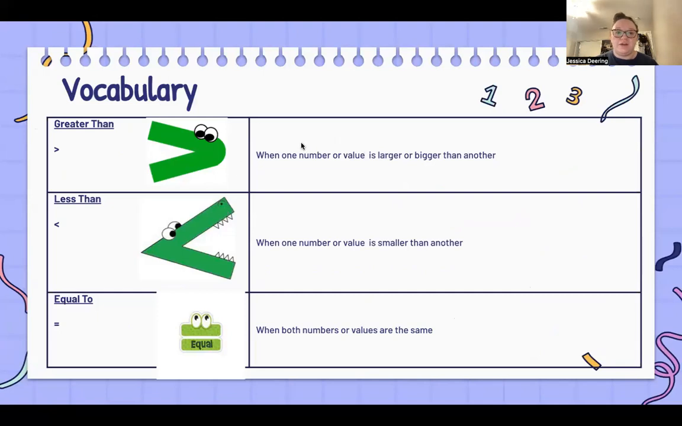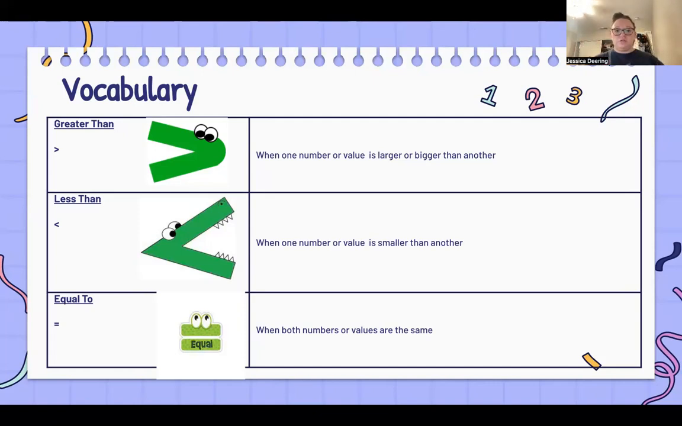Here we have our alligators, and our alligators are going to tell us which set is bigger. This is our alligator. Can we see some alligators that are going this way? Yep, that is our greater than sign. So if we see an alligator or a little symbol going this way, that means the number is bigger on this side. If we see some numbers that are smaller, that means less than. Our alligator is going to go this way.